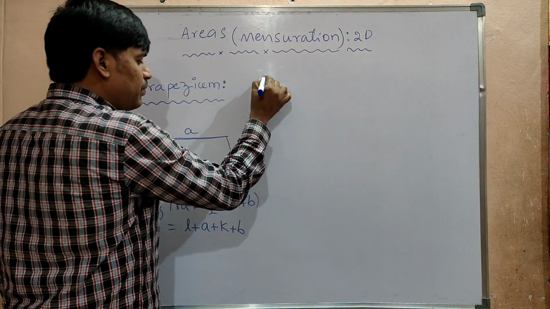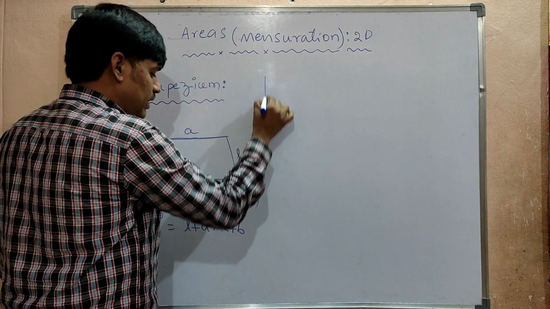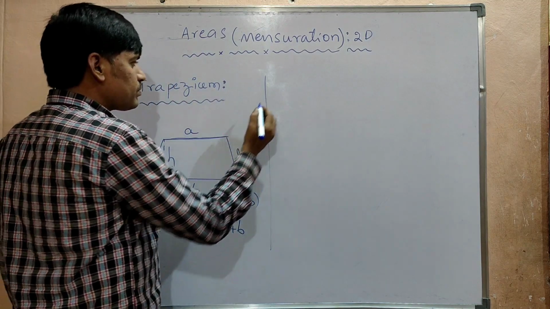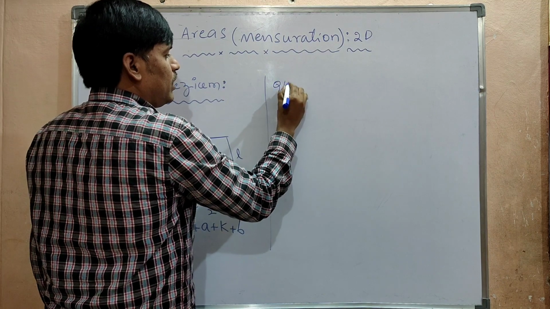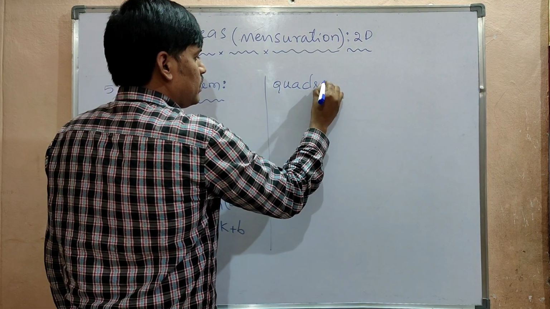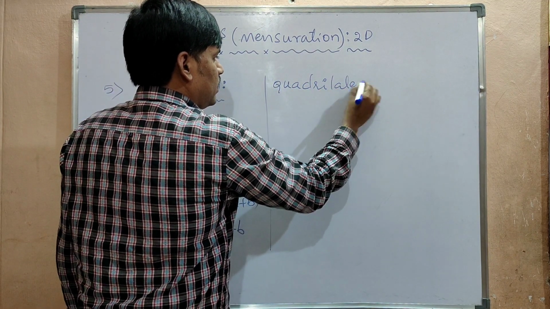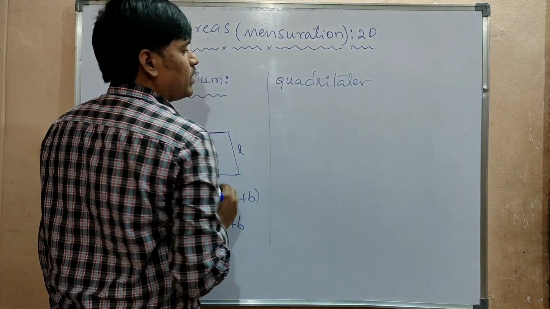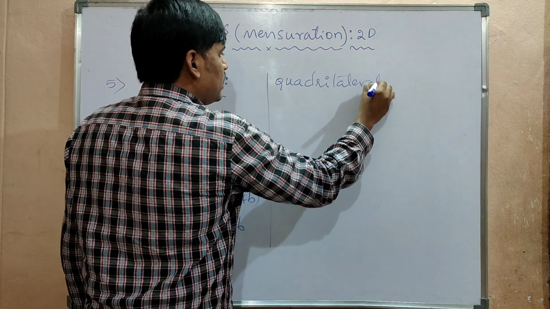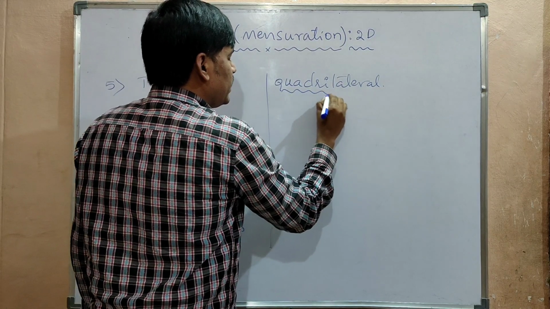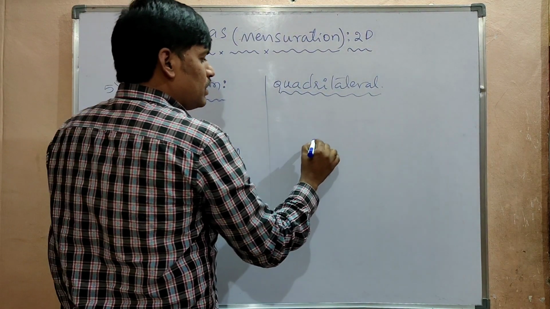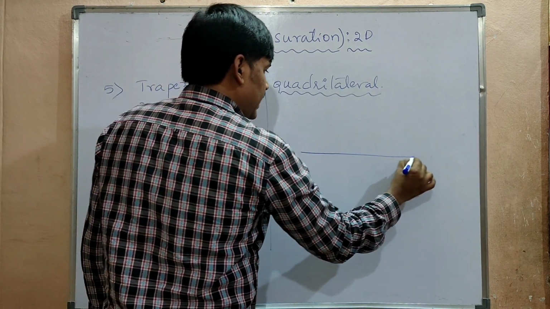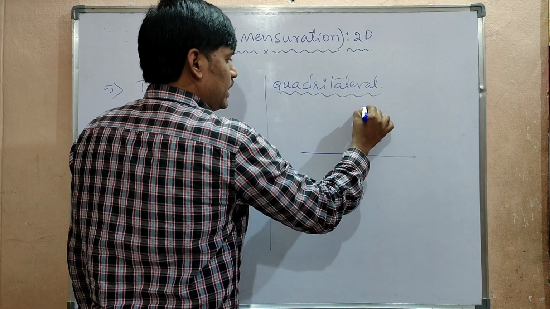Now after completion of the trapezium, you are taking the quadrilateral. Okay, in the quadrilateral, here it is a diagonal.